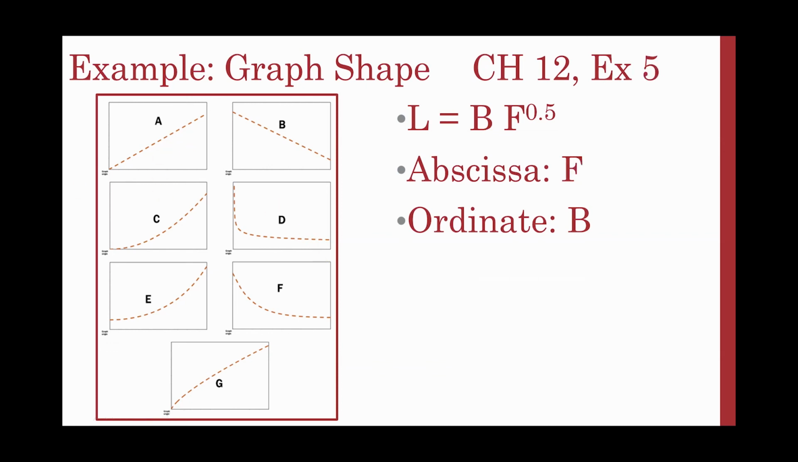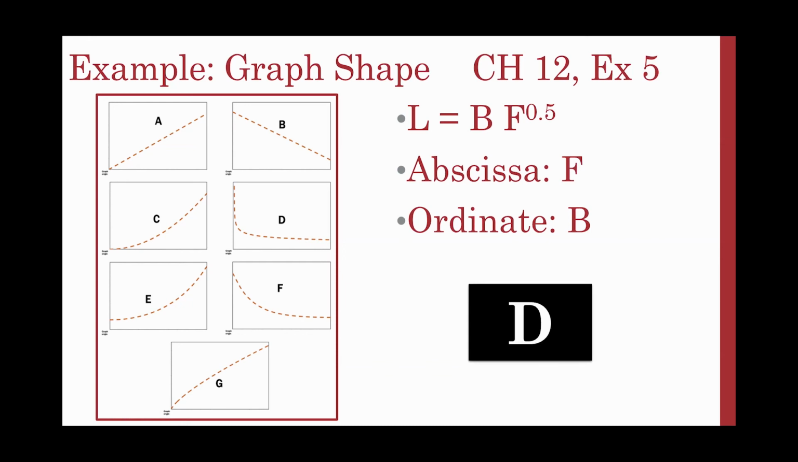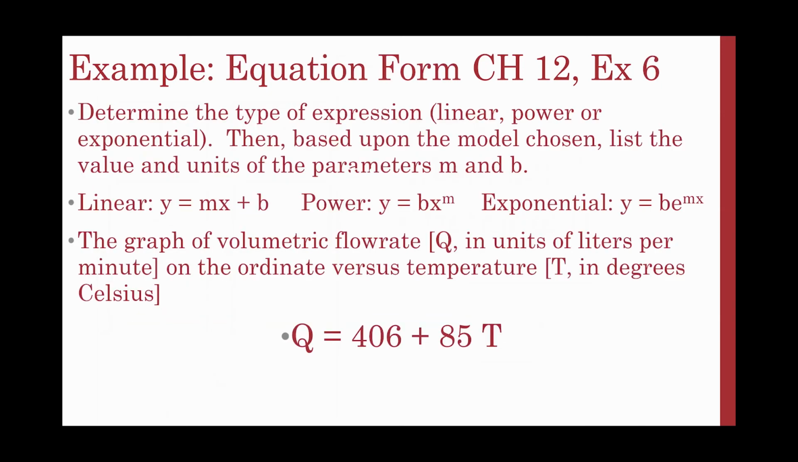If I plot F on the x-axis and B on the y-axis, my relationship between B and F is a power function, and it is a squared power function, so it is a negative 2 in that case, so we're going to get graph D. So we want to determine the type of expression, linear, power, or exponential, then based on that choose the values and parameters for m and b.